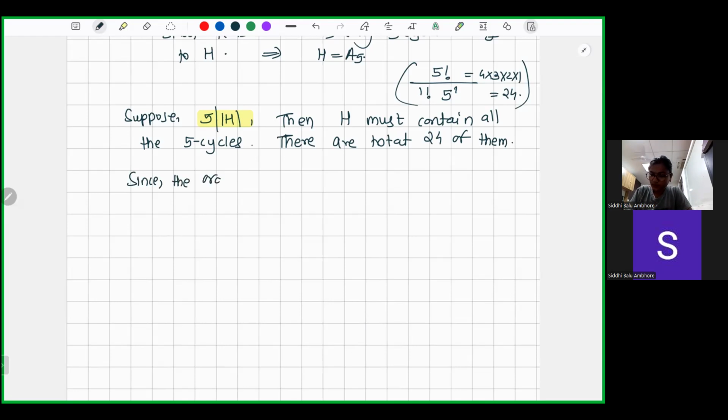And since the order of H divides order of A5, that is 60, this implies that order of H must be greater than or equal to 30, right? Because there are at least 25 elements here, 24 elements plus the identity, 25 elements here, right?